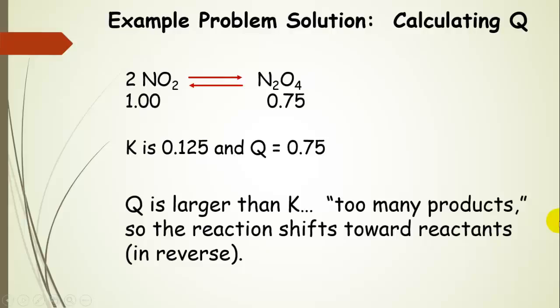So K is 0.125 and Q is 0.75. So Q is larger than the equilibrium constant value. Thinking about products over reactants, this means that this system has too many products. It has more products than it would have at equilibrium. So that means the reaction is going to shift toward reactants. It's going to go in reverse. So it's going to use up dinitrogen tetroxide to make more nitrogen dioxide in order to get to equilibrium.